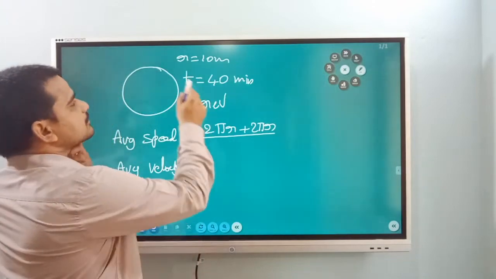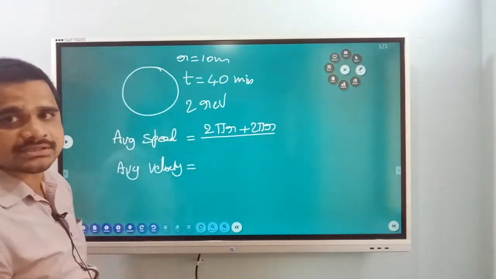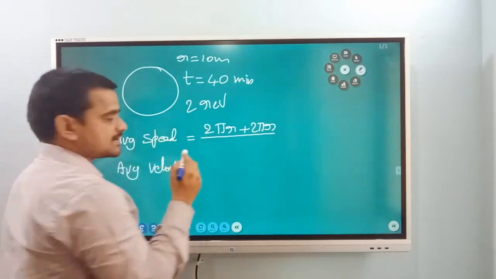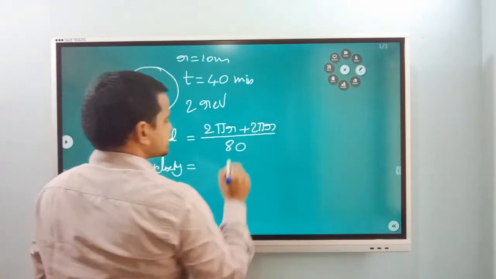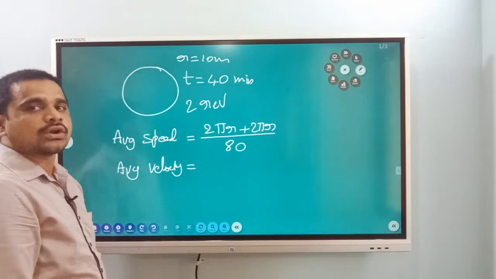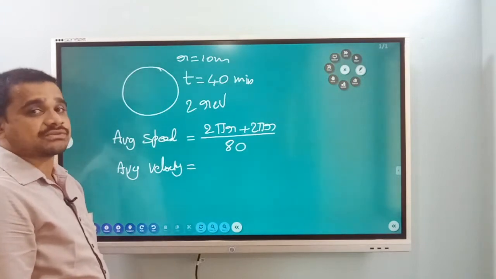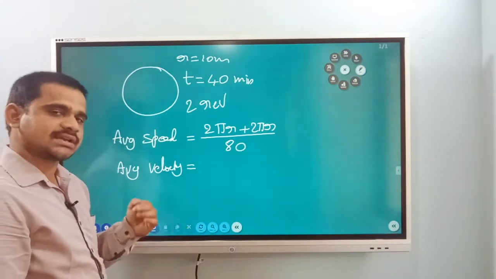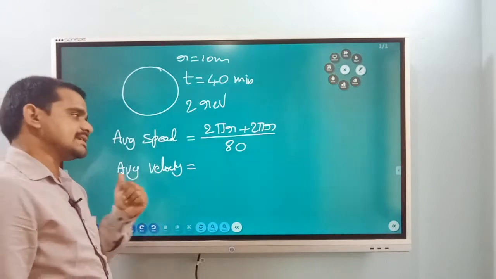Correct? For one revolution, it is 40 minutes. Two revolutions means 40 plus 40, which is 80. Understand why I am writing 80 here? The total time taken is 80. For one revolution he was taking 40, and the second revolution also 40. Total time is 80 minutes, right?